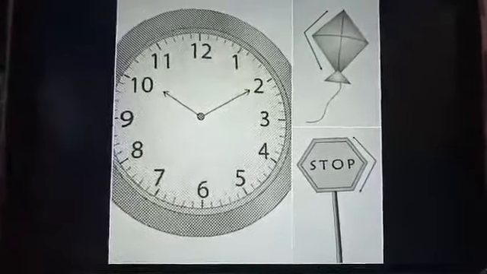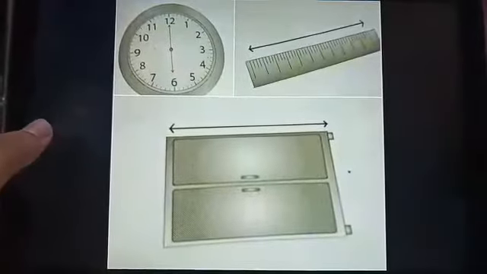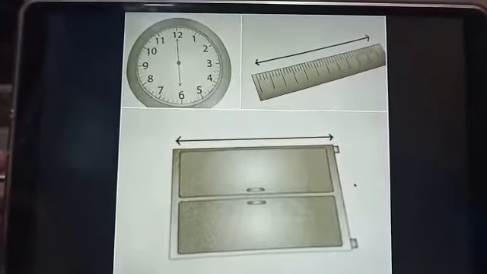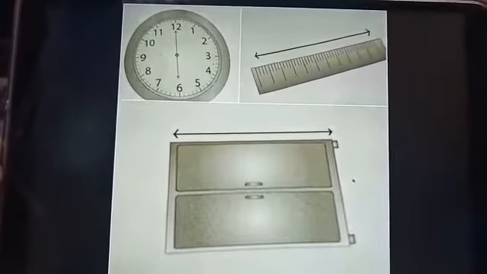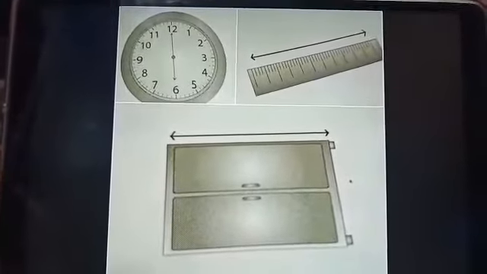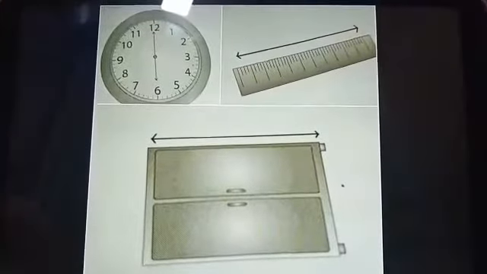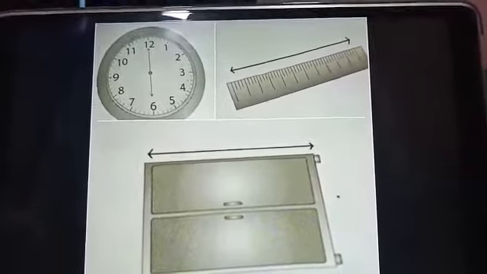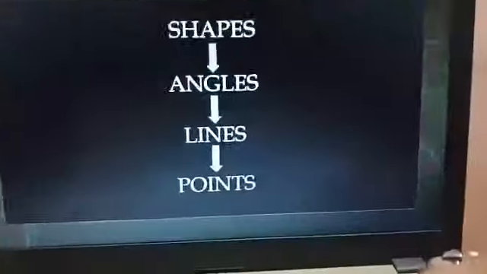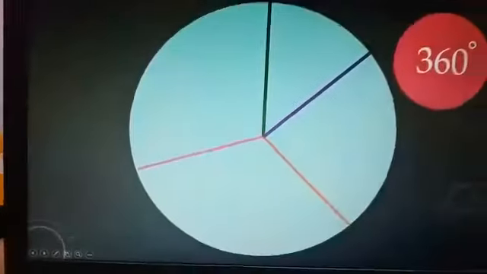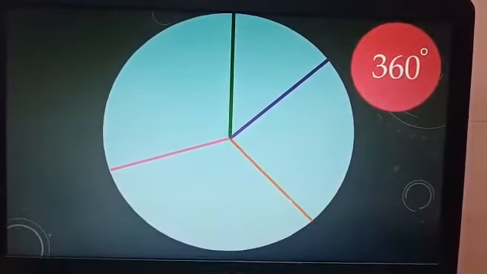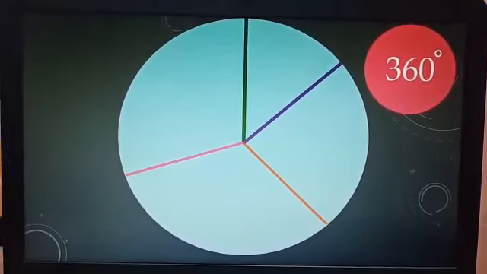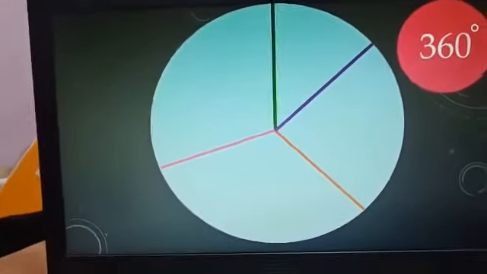Straight angle. An angle whose measure is 180 degrees is called a straight angle. A straight angle is the same as two right angles. As we can see in this example, all make an angle of 180 degrees. A circle is made of many angles that sum up to 360 degrees. Let us have a look at it.